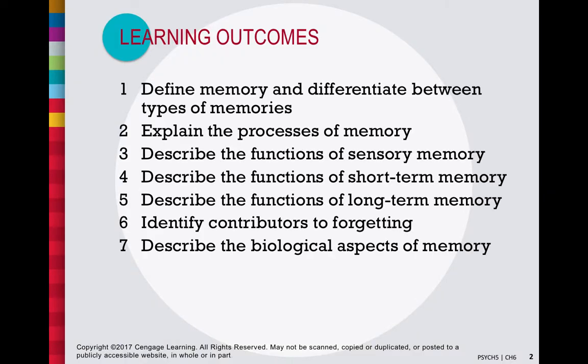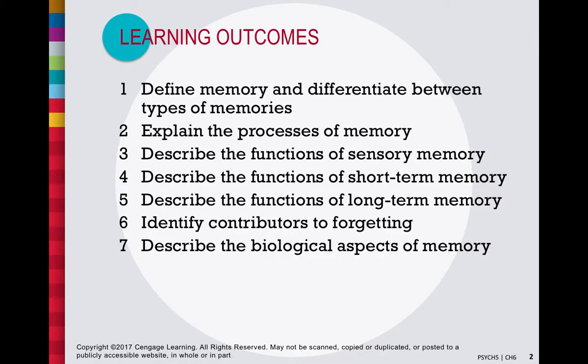By the end of this chapter, these are the things you should be able to accomplish: define memory, the different types of memories, and explain the processes of memory. We're going to look at the different types of memory: sensory, short-term, and long-term. Although short-term is actually not what it's referred to anymore. It's called working memory. Short-term is kind of an outdated term, but they're somewhat interchangeable, though working memory is probably a better explanation, and I'll explain that when we get there. We'll also look at why we forget, and the biological aspects of memory, essentially what parts of the brain are associated with memory.